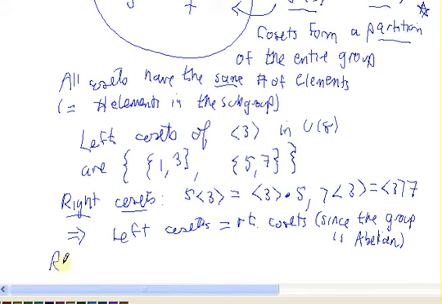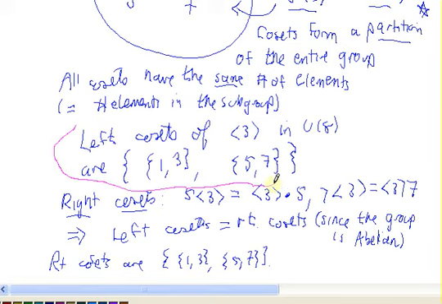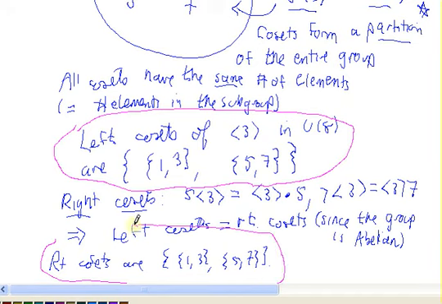So the right cosets are the same thing. Okay. So those are my two answers. This is for the left cosets here, and these are for the right cosets here. Okay, so that was a fairly easy problem.